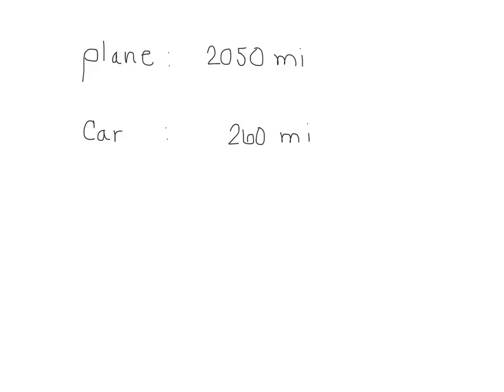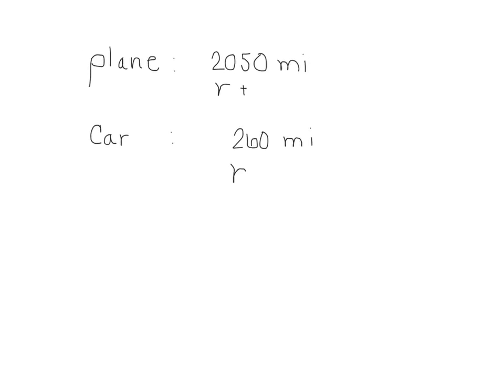So this is example 3 in lesson 4-7, where we're told that an airplane travels 2,050 miles in the same amount of time that a car travels 260 miles. And then we go on to say that the rate of the plane is 358 miles per hour greater than that of the car. So say we call the rate of the car R, then that means the rate of the plane is R plus 358 miles per hour, because it's got to be that many more.